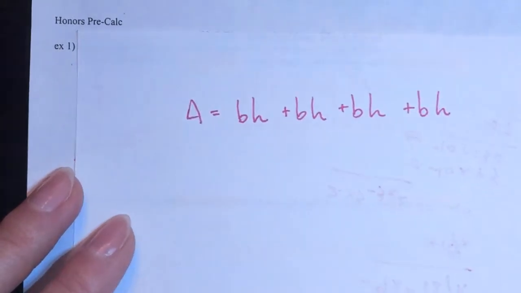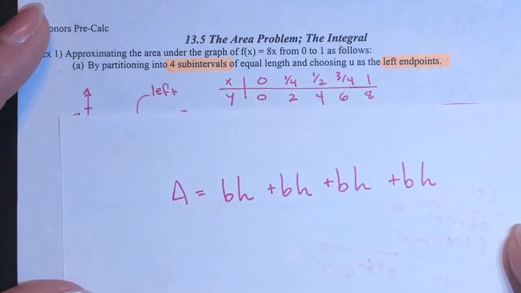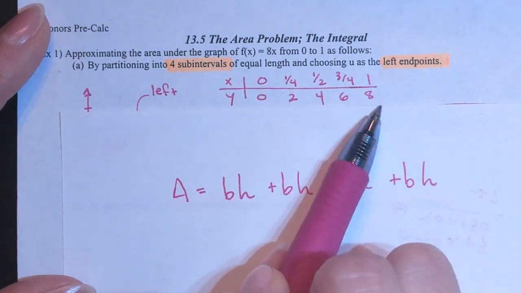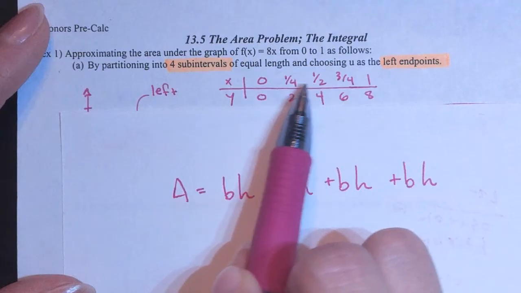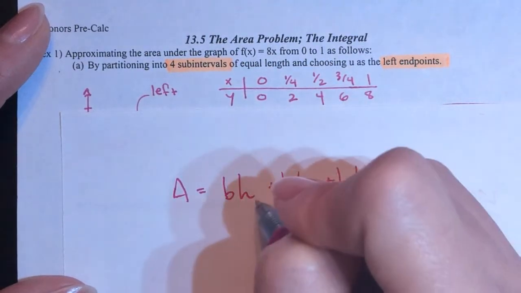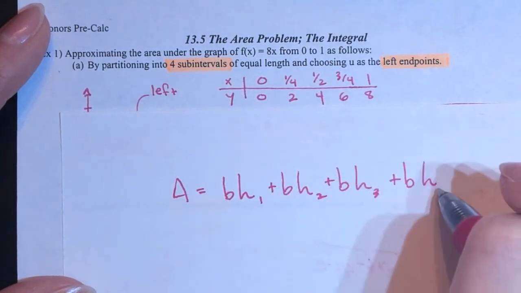So let's say you have something like this. You have 4 rectangles, base times height. Your heights are all different, but your bases are the same. The base is 1/4, and then you add another 4th, and another 4th, and another 4th. So the bases are all the same, but the heights are different.